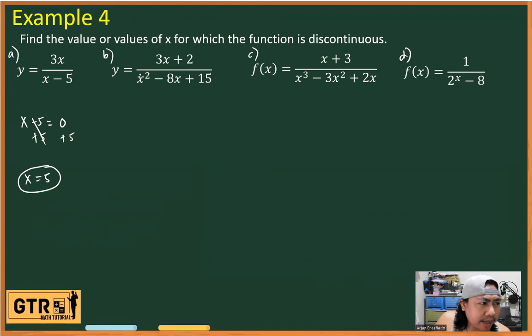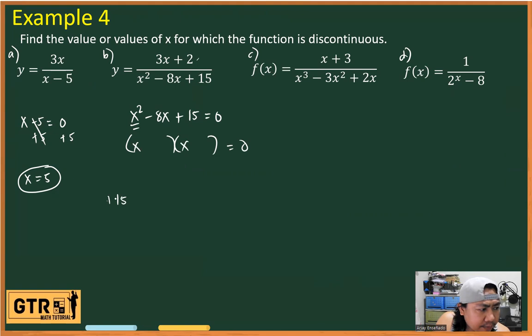Okay? So for letter B, just solve for the 0 of the denominator. So ignore lang natin yung numerator. Just solve for the 0 of the denominator. So we have x squared minus 8x plus 15 equals 0. So we can solve this by quadratic formula or by factoring. So let's try factoring because 15 is factorable. We have x squared. The factors are x and x. And then factors of positive 15 that will sum up to negative 8.